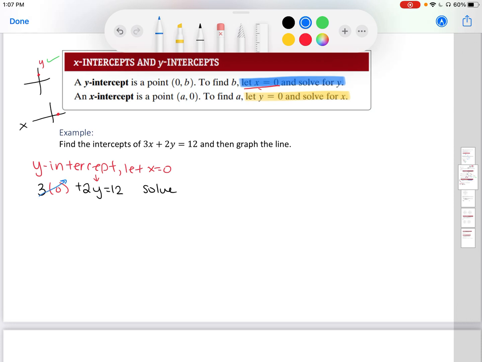So 3 times 0, that's just 0. We're left with 2y = 12. Divide by 2, divide by 2. y is equal to 12 divided by 2, which is 6. So I have a y-intercept of (0, 6). And in case you're concerned or forget the order, it's always x comma y. You said x is 0, hence the 0, and you got y is 6, so our y is 6.